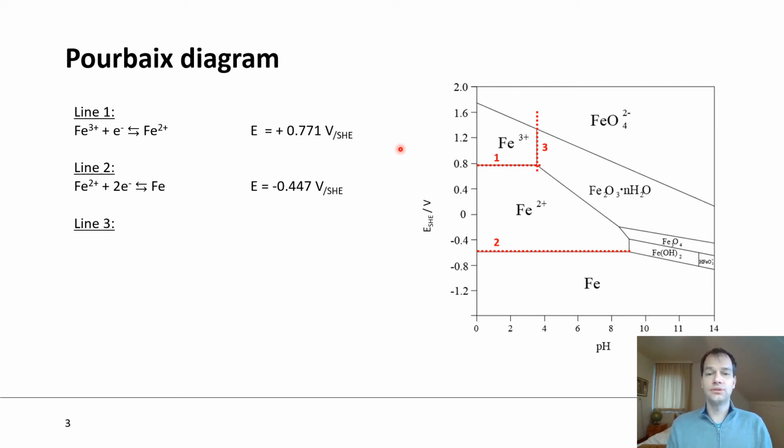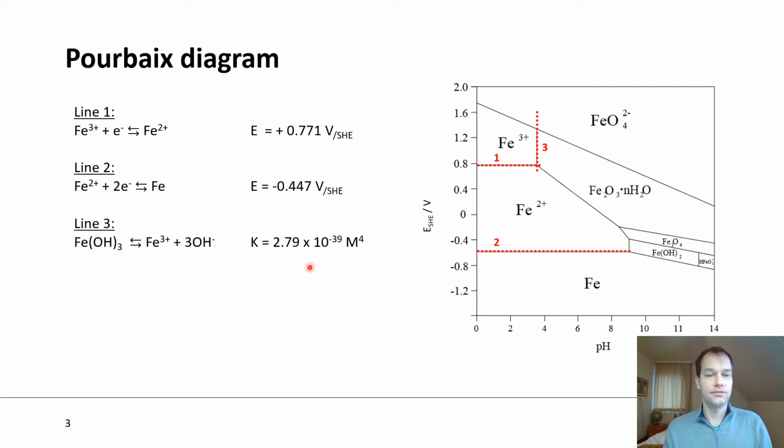Now, let's have a look at line 3, which is a vertical line between iron 3 plus and Fe2O3 with a number of waters. So that is actually not an electrochemical transition. It depends on the solubility of iron 3 in this case. And the fact that it's not an electrochemical transition makes sense because it's a vertical line, so there's no dependence here on the electrode potential. So it is actually the solubility product that plays a role here.